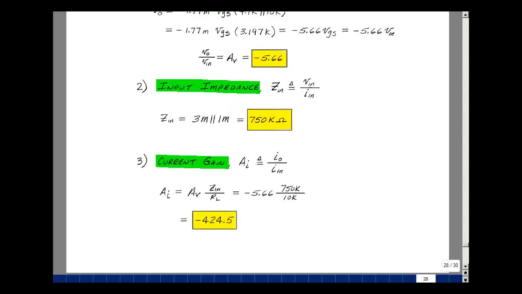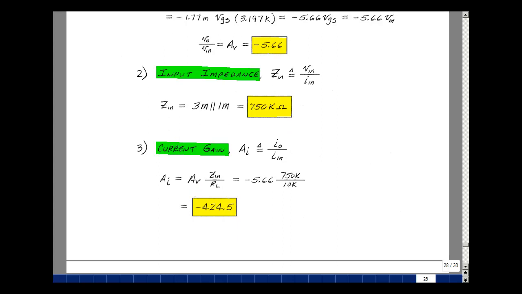Next is our current gain, and that's going to be our voltage gain times Z in over R sub L. Voltage gain was minus 5.66. Z in was 750K and R sub L was 10K. We have a very large current gain. Notice that the voltage gain and current gain always have the same sign because of this relationship. So we will get a positive power gain.